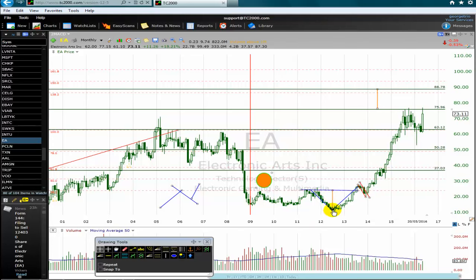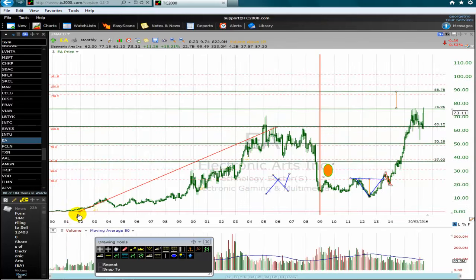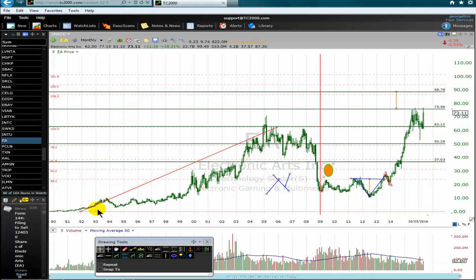This is again one indication that we have more bearish traders hanging around, because you can see that we have a bullish trend, okay, from 1992 all the way to the year 2005 for Electronic Arts.